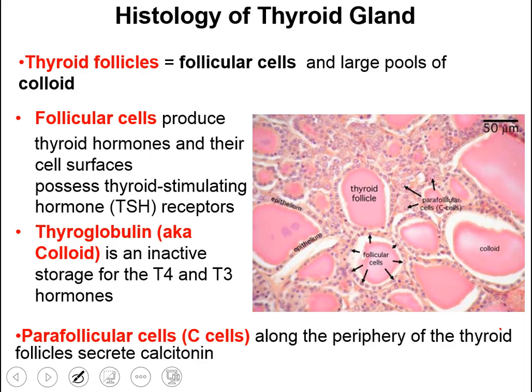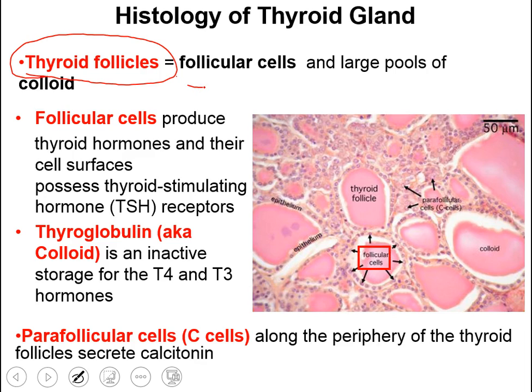So let's discuss briefly histology. Before jumping into anatomy of thyroid gland, let's review briefly histology of thyroid gland. So the microstructure of thyroid gland consists of thyroid follicles, and thyroid follicle can be identified in light microscopy as a spherical pool of colloid with walls of simple cuboidal and columnar epithelial follicular cells.